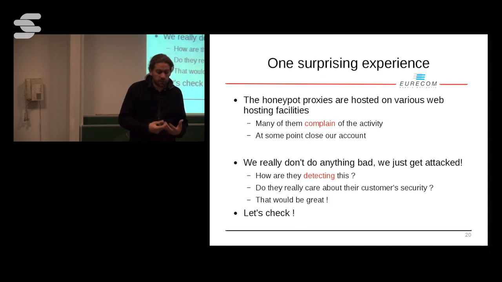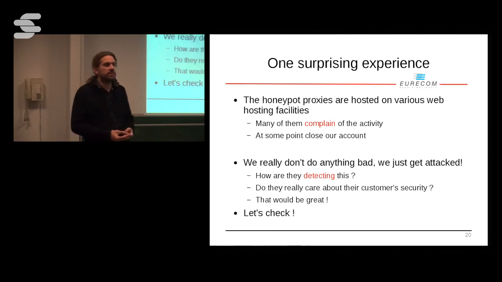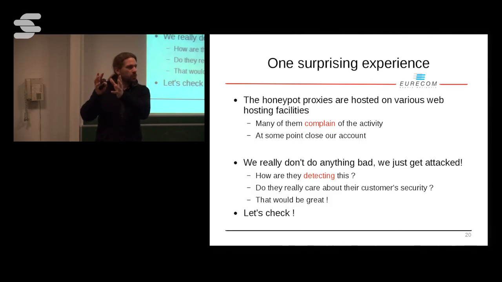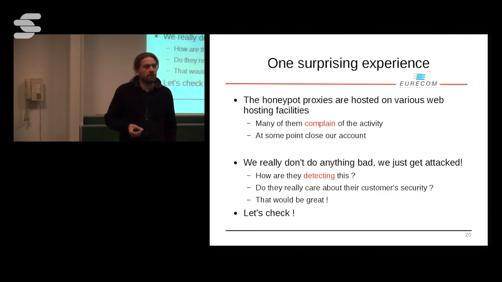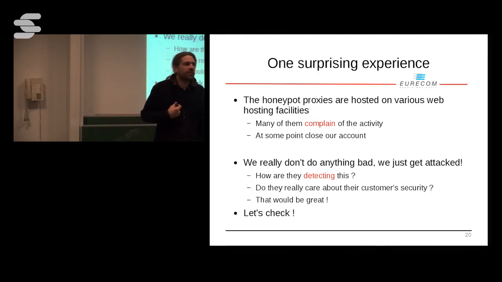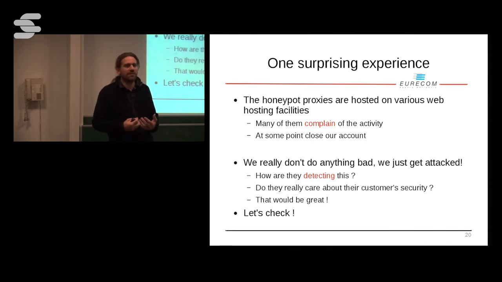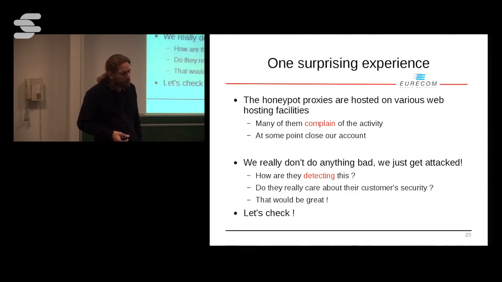One thing that we noticed and that surprised us as well during this study is that we had quite some trouble with the hosting facilities. Right? We had those websites that were just proxies on some web hosting facilities. Many of them complained about our activities, and some actually closed our accounts. And we thought that's surprising, right? First, we are not doing anything bad. Some people were compromising us, and once we got compromised, we were containing them, so they were not propagating on their systems. There was never any file stored on their own servers, because everything was forwarded directly to us. So we thought, okay, that's surprising. They are detecting those attacks, maybe.